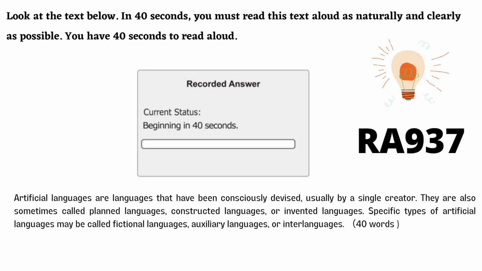Artificial languages are languages that have been consciously devised, usually by a single creator. They are also sometimes called planned languages, constructed languages, or invented languages. Specific types of artificial languages may be called fictional languages, auxiliary languages, or interlanguages.